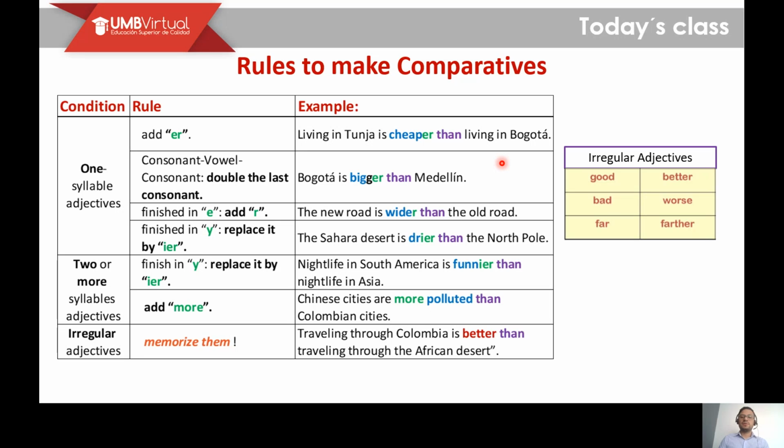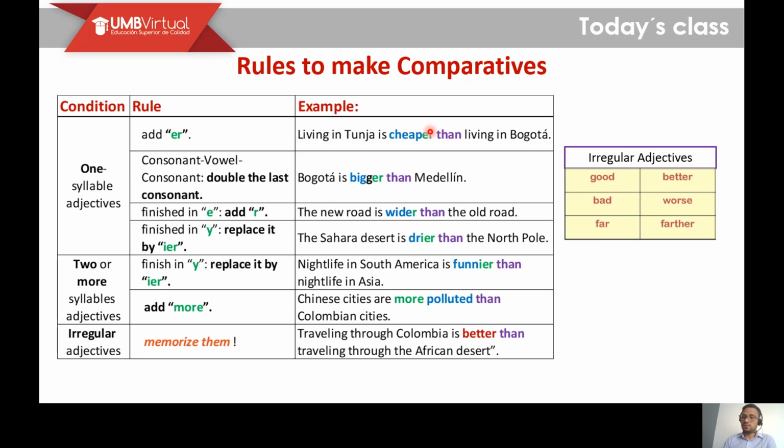Now, the comparatives. Remember that depending on the characteristic or the adjective that we are using, we need to apply some rules that we may have to compare. So we have the main rule, that is, if you have an adjective, you are just going to add er to that adjective and that's it. Plus the word than. En español than traduce que, pero sin tilde, que es el que yo utilizo para traducir. Mayor que, menor que. That one is than. Living in Tunja is cheaper than living in Bogota.